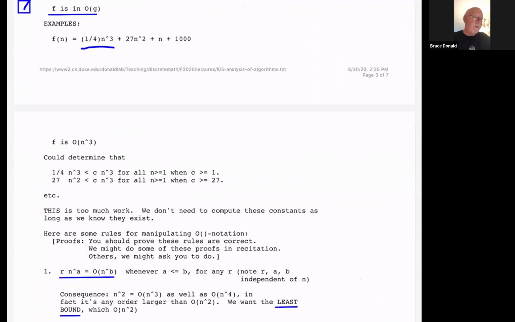So we could, for example, determine that 1/4 n cubed is less than c n cubed when c is greater than or equal to 1. 27n squared is less than c n cubed whenever c is greater than or equal to 27. This is a huge amount of work, and we want to have some shorthand for doing that.